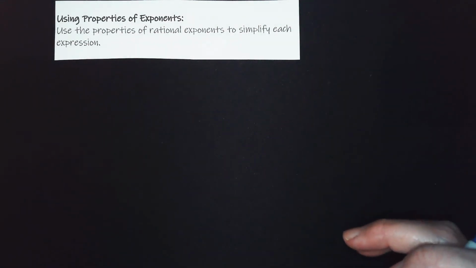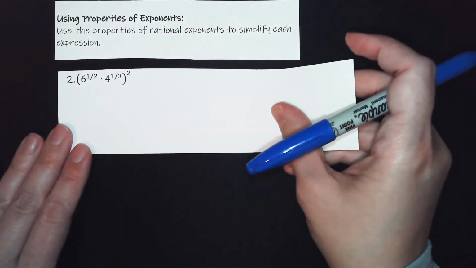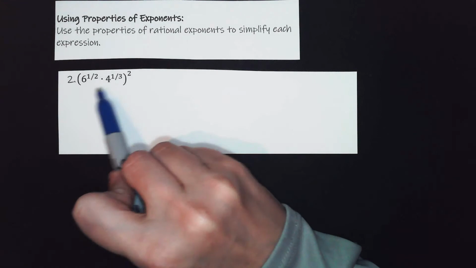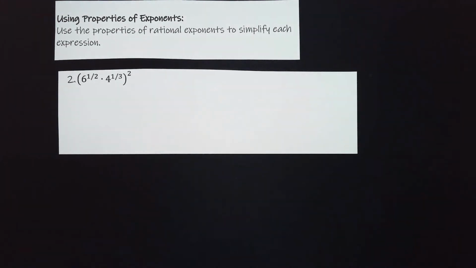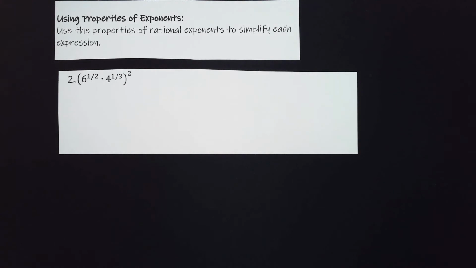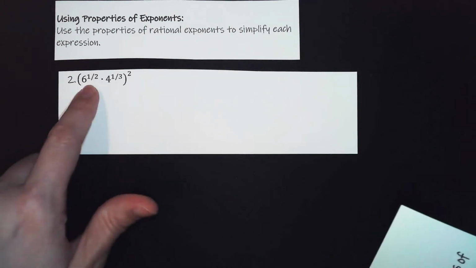So the next problem, number 2, we've got a couple of things going on here. Everything is taken to the second power. Notice my bases are not the same, so I can't simplify inside this parenthesis. I need to just go ahead and use this, which is the power rule, or power of product, because there's two things inside.